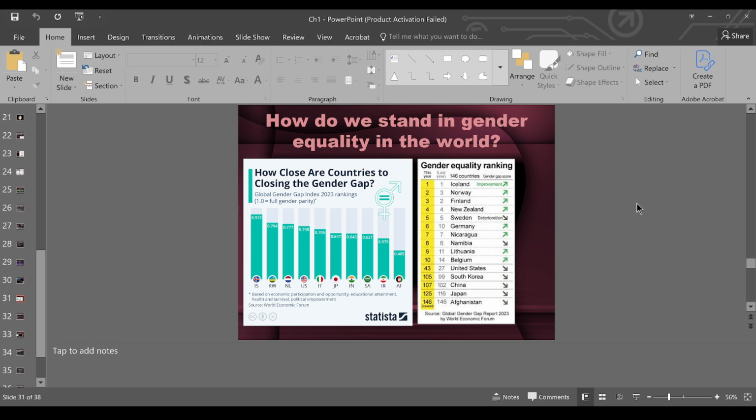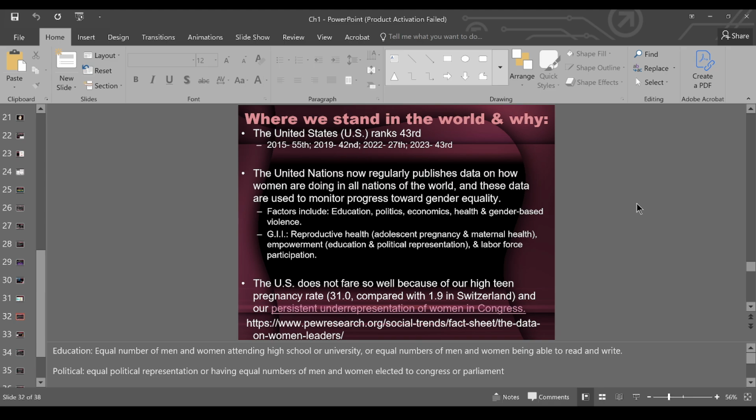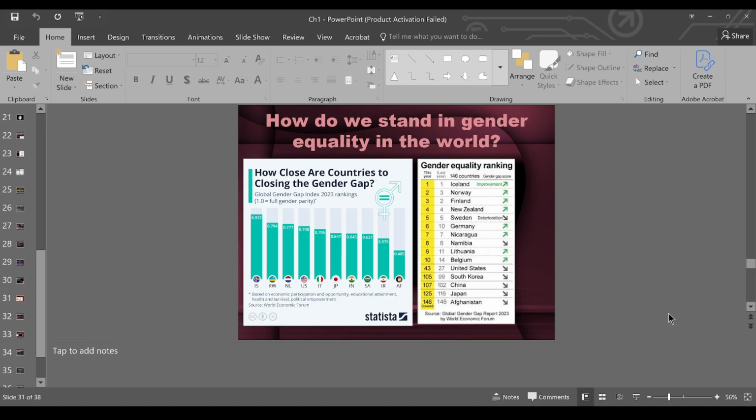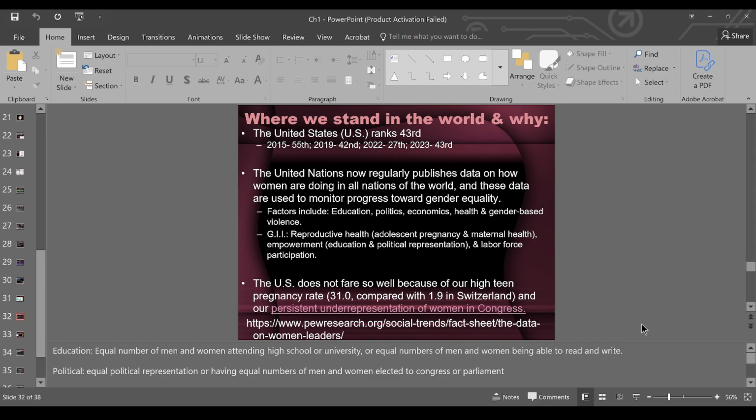And then of course we have this one. How do we stand together in gender equality in the world? These are all different countries that show you each one's gender equality ranking. You can also see what exactly the populations of each one of them are. And then you have this one. It looks like this one came with notes. I don't think the other one did. Let me see. No, I would have seen that.